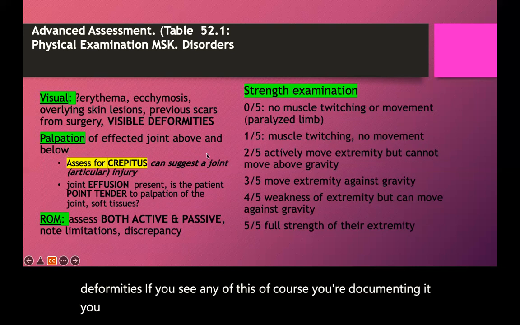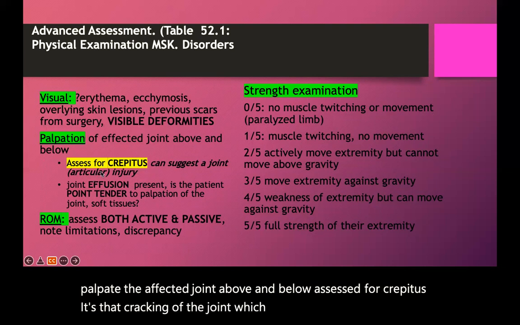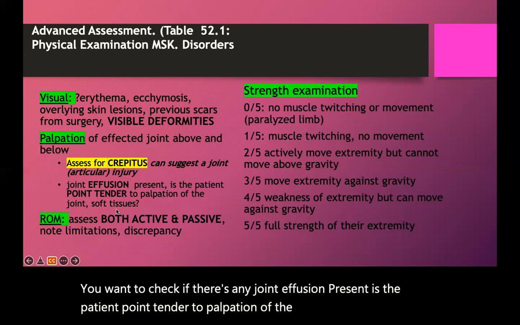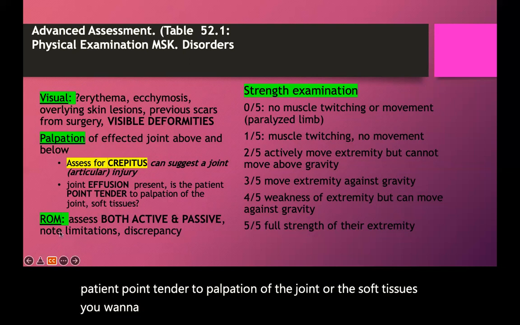You want to palpate the affected joint above and below, assess for crepitus. It's that cracking of the joint, which can suggest a joint or articular injury. You want to check if there's any joint effusion present. Is the patient point tender to palpation of the joint or the soft tissues? You want to assess the range of motion, ROM, assess both active and passive, note limitations and discrepancy.